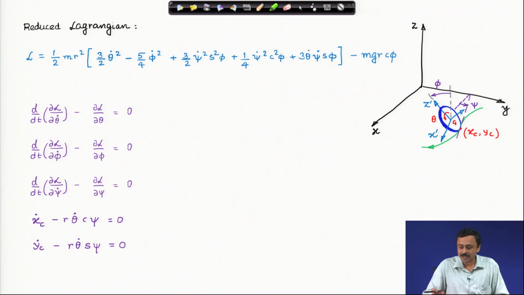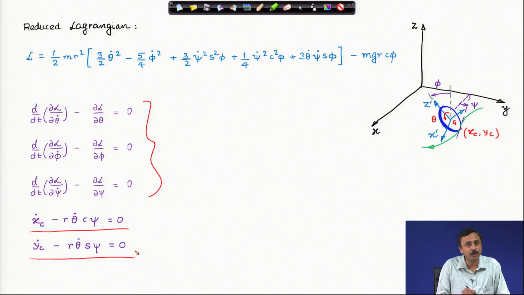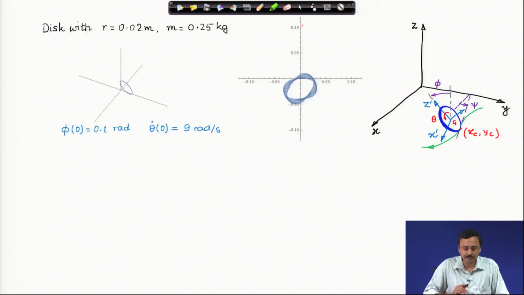Along with that, since I have to find out x c and y c, I must also integrate these equations which come from the constraints. These are of course first order ordinary differential equations. The first three equations are self standing, as you can note. These are only in terms of theta, phi, psi, you can integrate them, and along with that you also integrate these two additional equations to find out where the coin goes, and that can be done. And here I have made a simulation out of this.